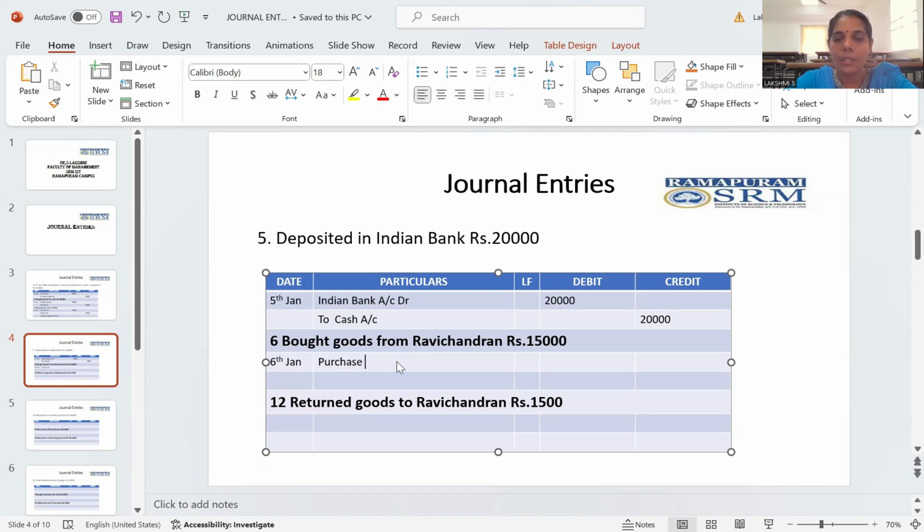Purchase account. Purchase account debit. Nothing goes out of the business because cash does not go out of the business. We purchase the goods from Ravichandran only on credit basis. So the name of the person should be written in the second line, Ravichandran, for rupees 15,000.